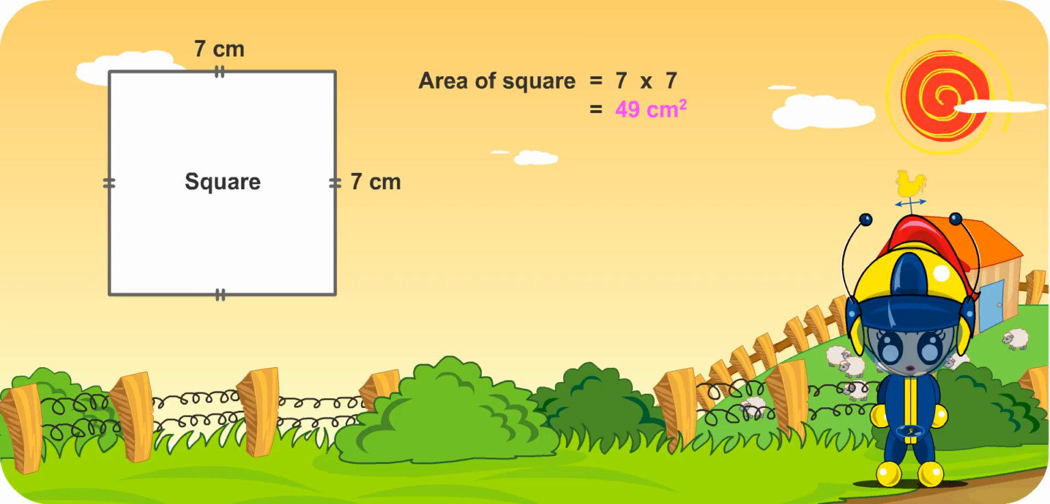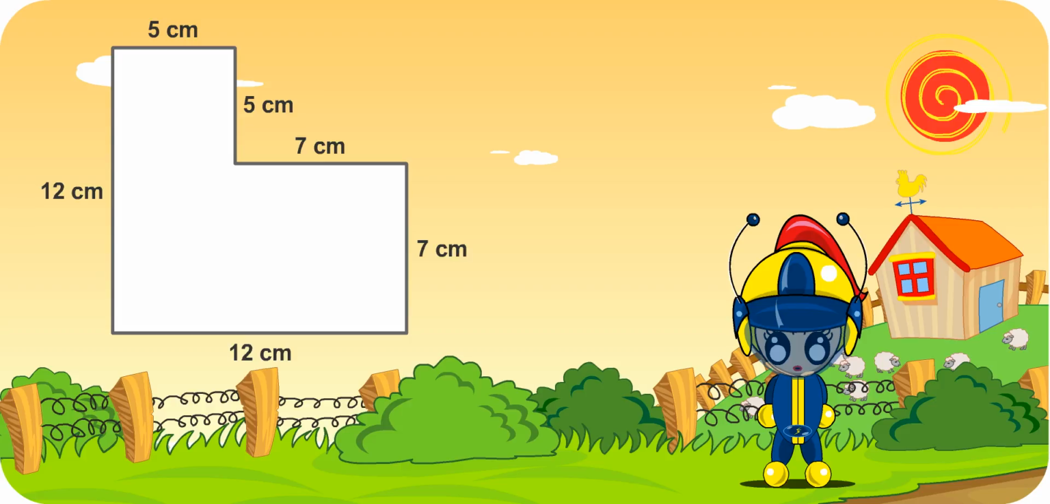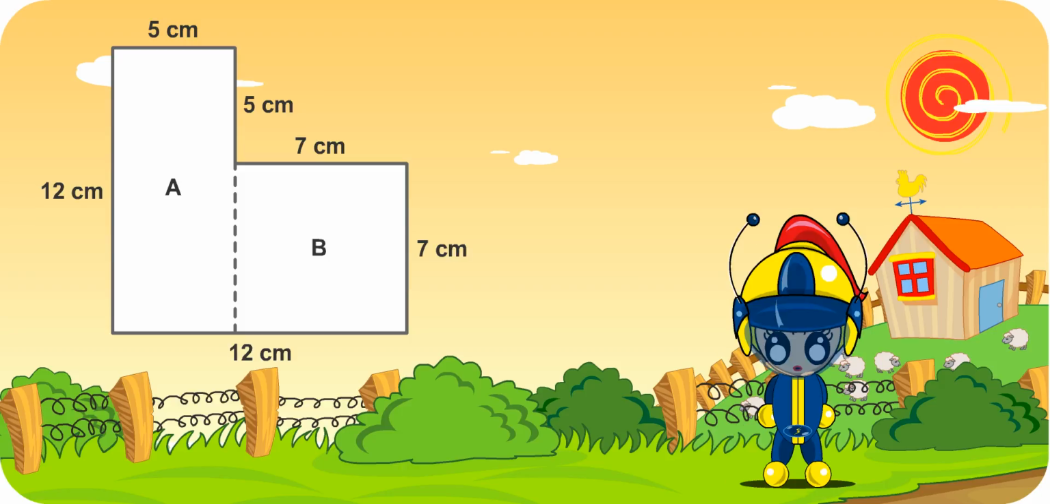Good. Now take a look at this figure. Can you find its area? It looks like the letter L. Look carefully. We can divide the figure into two parts by drawing a vertical dotted line. Now tell me, what are the shapes you can see? Figure A is a rectangle and figure B is a square. Bingo! Do you realize that they look exactly like the two shapes which we found the areas of earlier?